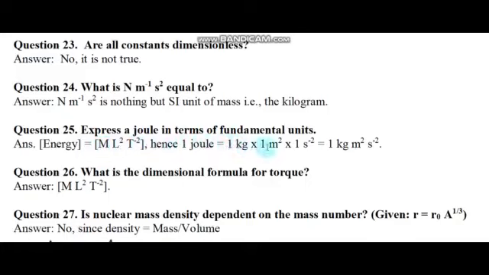1 kilogram of object for 1 meter distance produce an acceleration of 1 meter per second square. This is what is it? Joule. அப்போ ஜூல் is a unit of energy. அப்போ அதை fundamental units ஆக எப்படி சொல்லுவீங்க அப்படின்னா, 1 joule is equal to 1 kilogram meter square second power minus 2. Okay, next one. What is the dimensionless formula for torque?